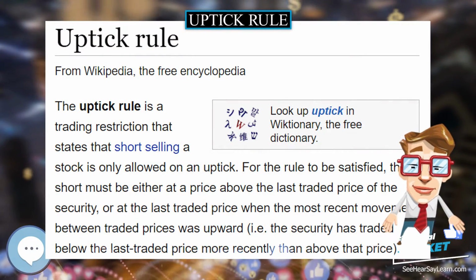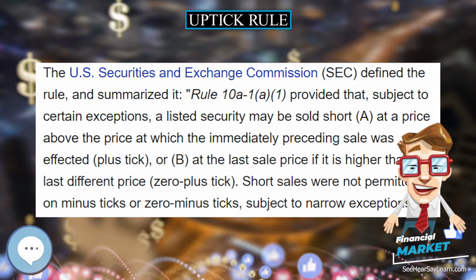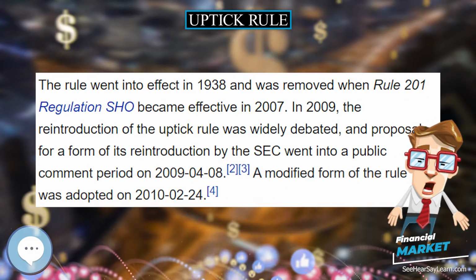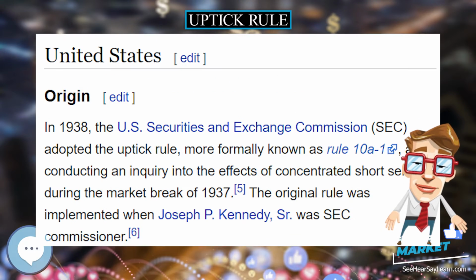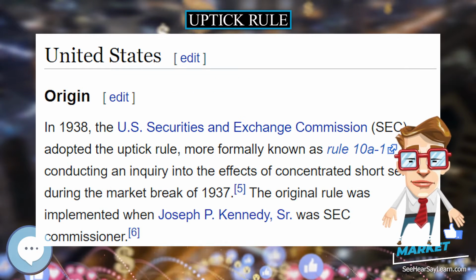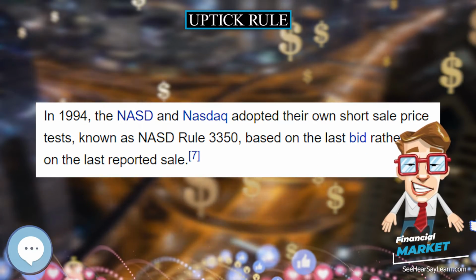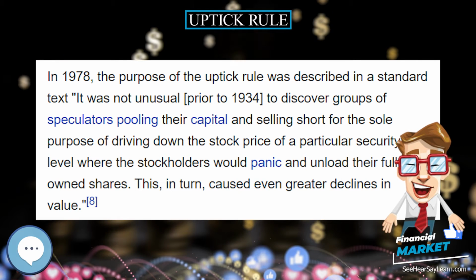Uptick Rule. The Uptick Rule is a trading restriction that states that short selling a stock is only allowed on an uptick. For the rule to be satisfied, the short must be either at a price above the last traded price of the security, or at the last traded price when the most recent movement between traded prices was upward, i.e. the security has traded below the last traded price more recently than above that price.